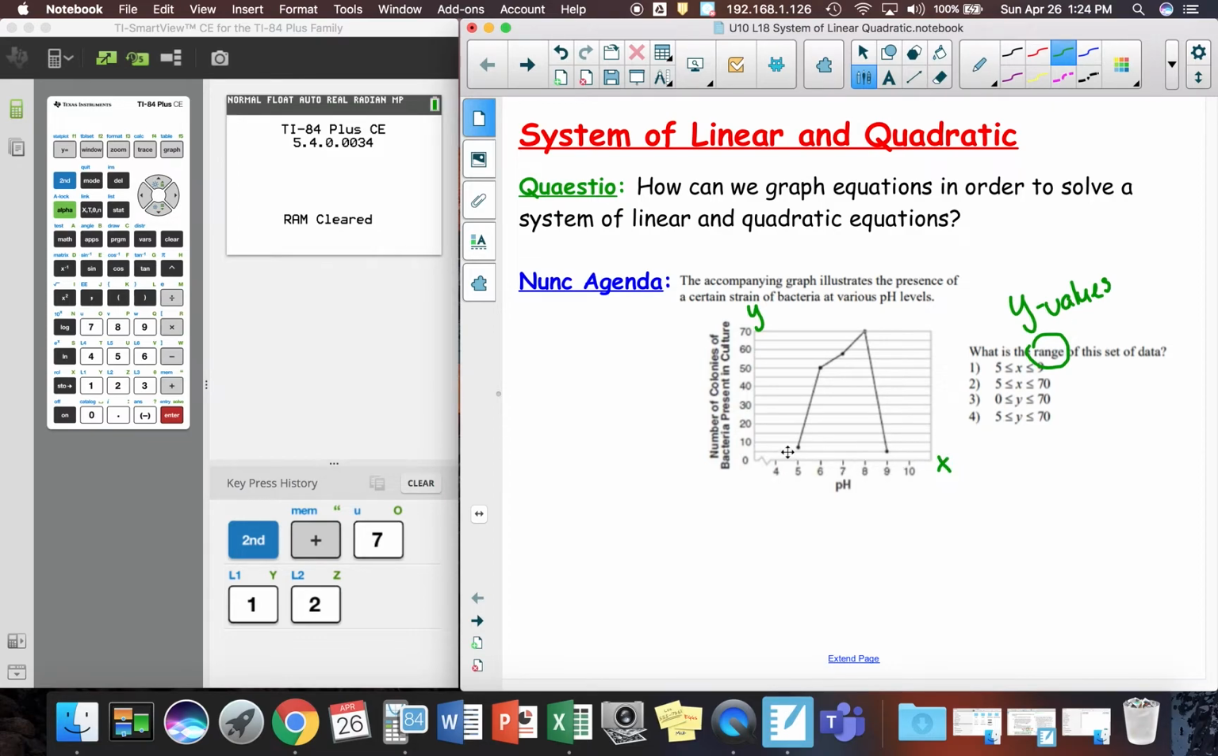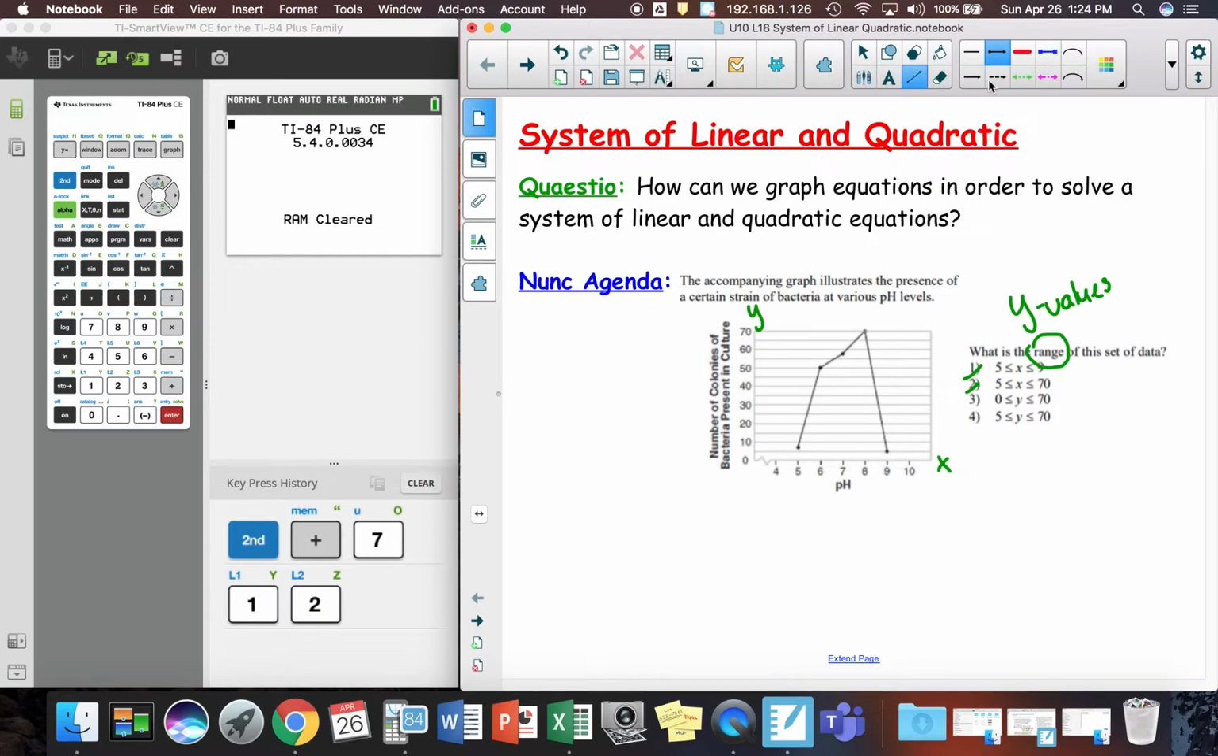As you can see, the point starts here. It says 5 and 9, but that's the x-axis, so anything with 5 and 9, we're not looking at. That doesn't make sense. Also, since we're talking about y values, it can't be answer choice 2 either, because these two here are talking about x. So they want to figure out what's the lowest point and what's the highest point.